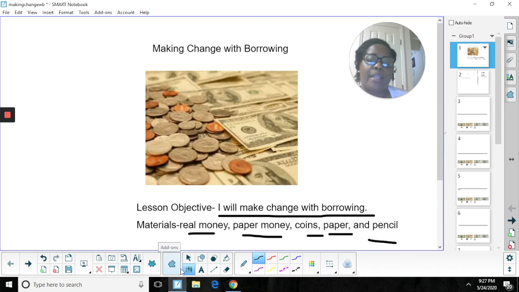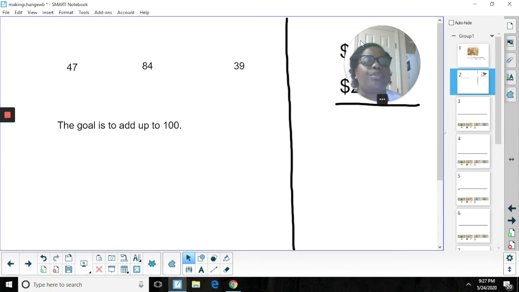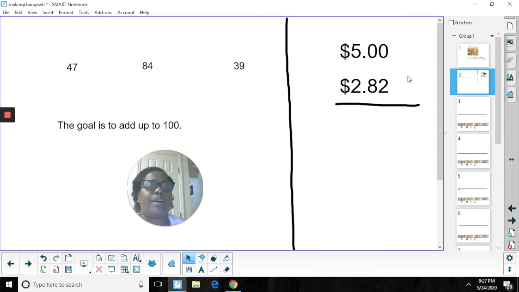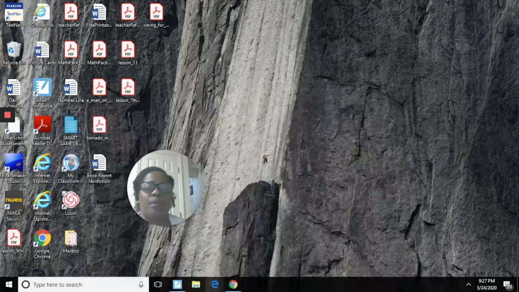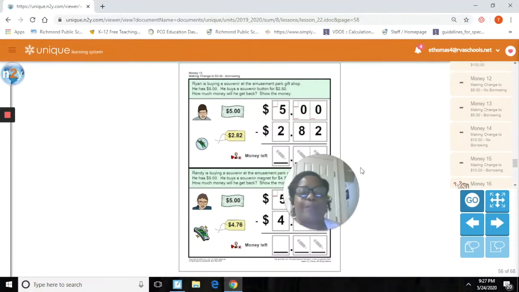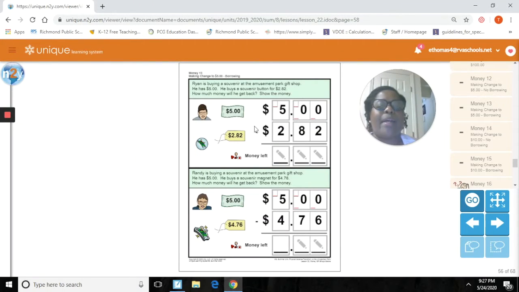All right, let's begin our lesson today. What we're going to do is start with this problem right here, because it's related to this problem right here. I want you to get your paper and pencil out, because this is the problem that we're going to be working on. So I'm going to read it to you.